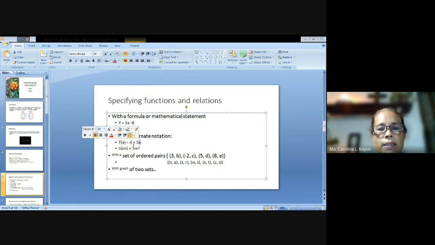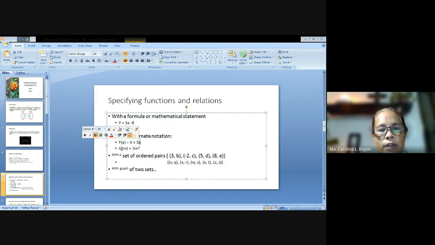So 4 plus 5 times 1. f of 0 means the argument for x will be equal to 0. Therefore, we substitute 0 for the value of x on the right hand side. f of negative 5, let's say, becomes f of negative 5 will be equal to 4 plus 5 times negative 5. So that's how we understand this alternate notation for the function.